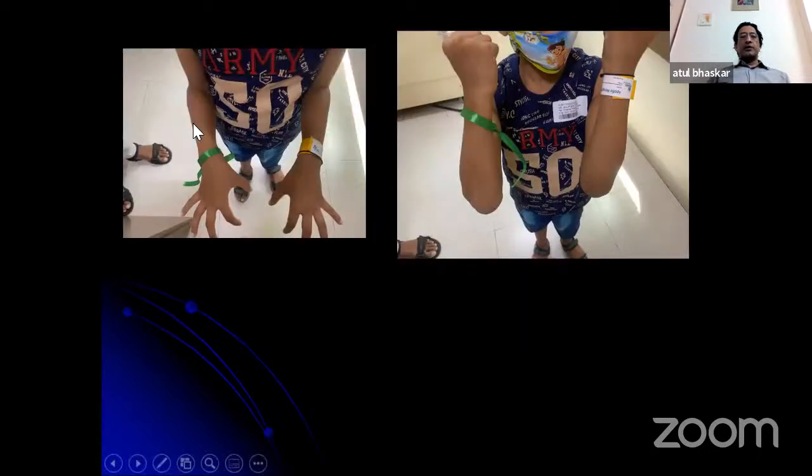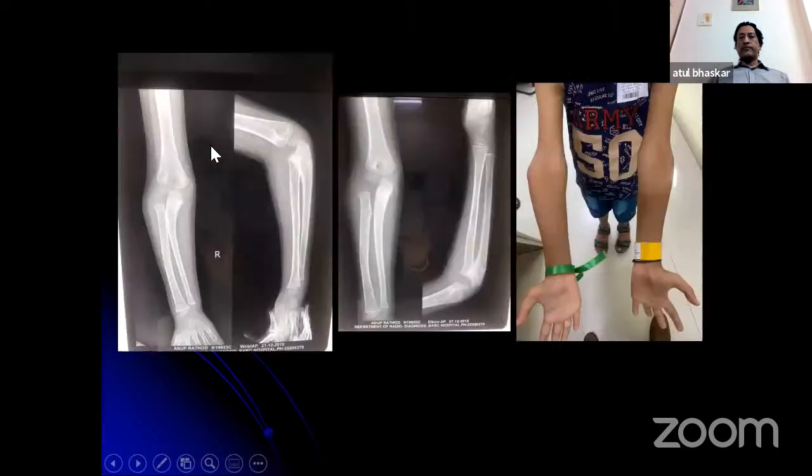This is another child who presented, and you can see some scar as well here. So this child had full flexion, some restriction of pronation, and he had this bump on the lateral side. And this was his presentation. He actually presented with a missed Monteggia fracture, had undergone some treatment. So at the outside, he was missed completely.